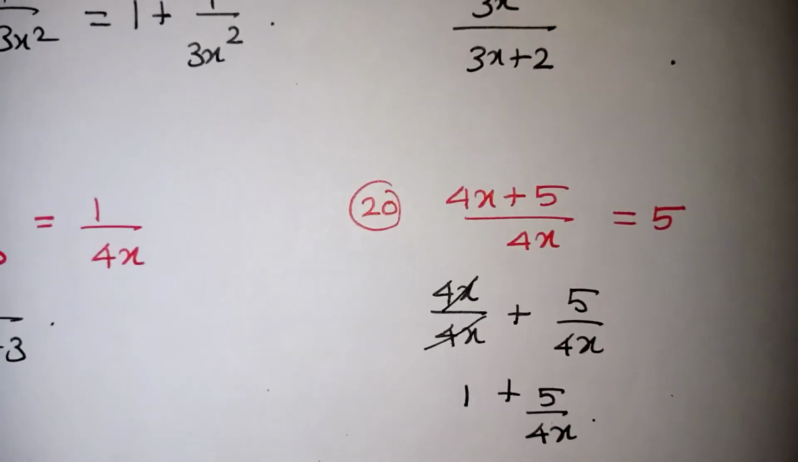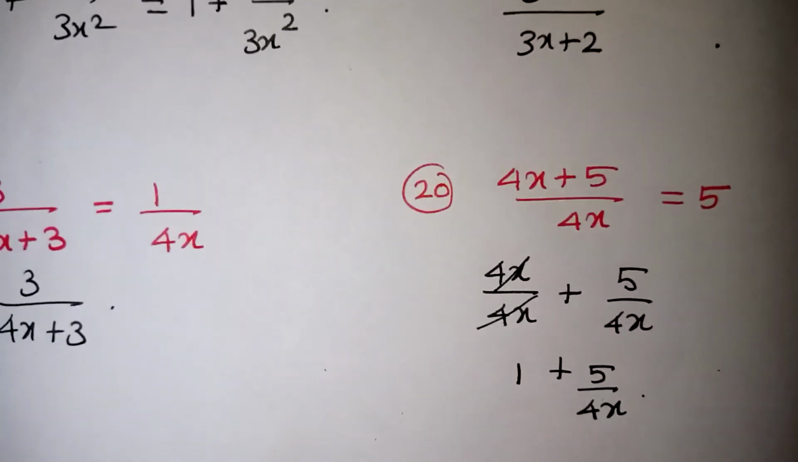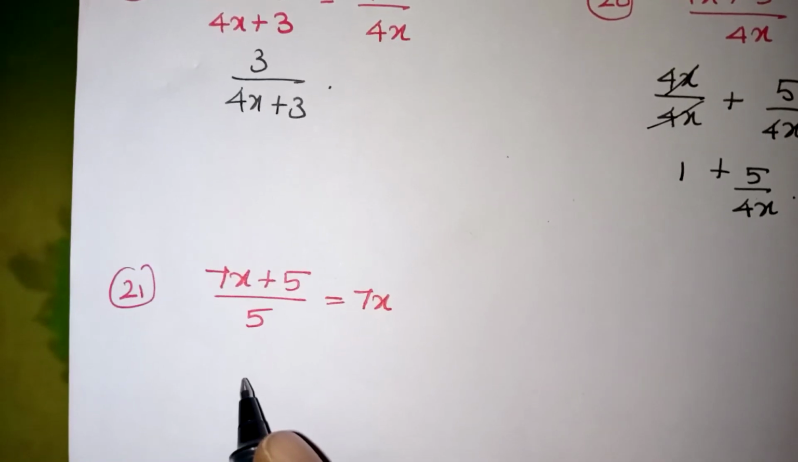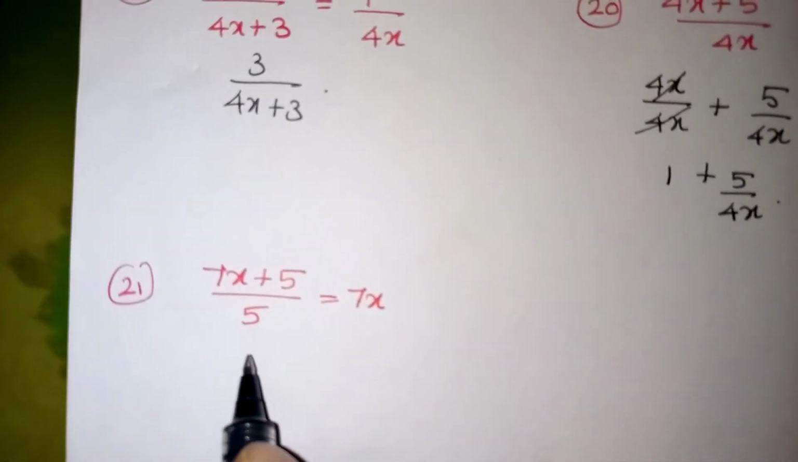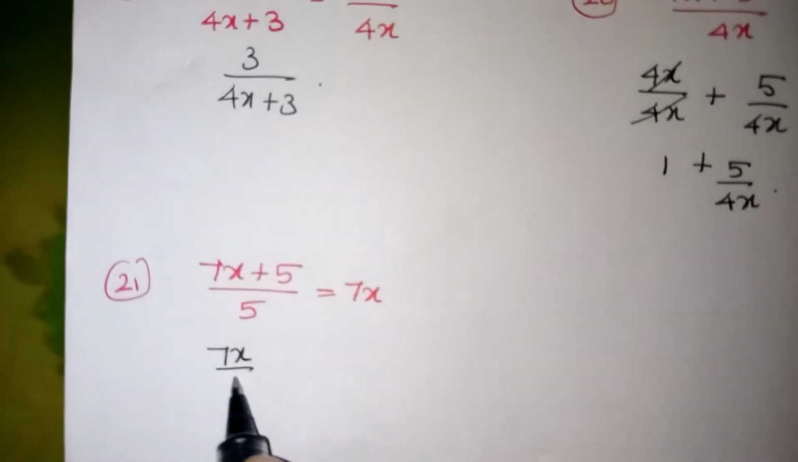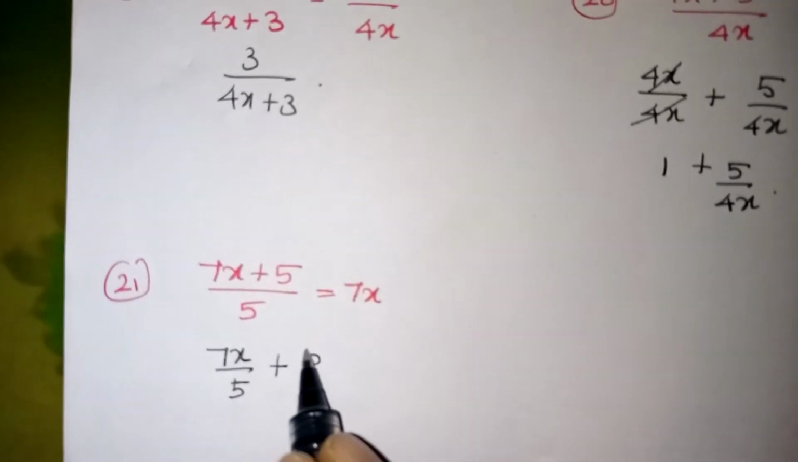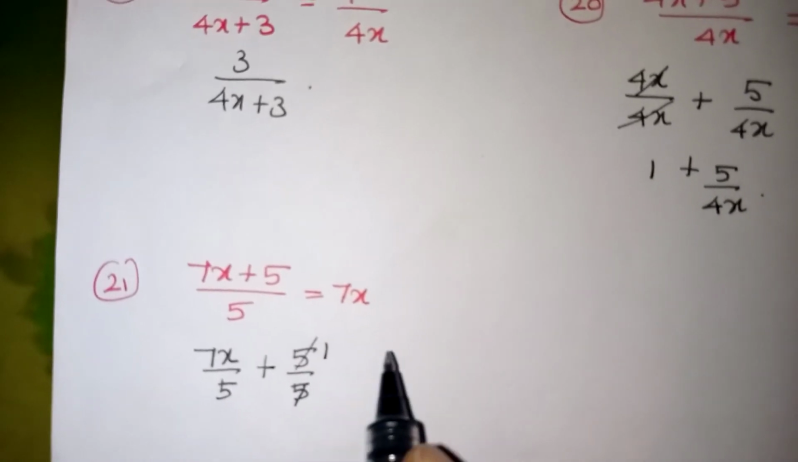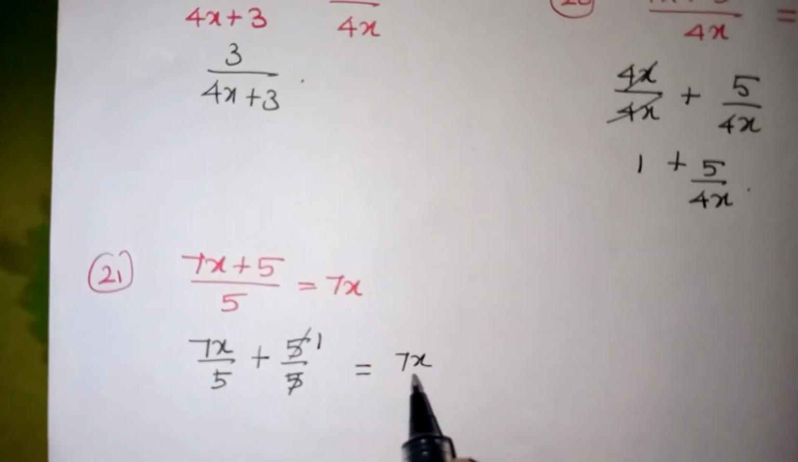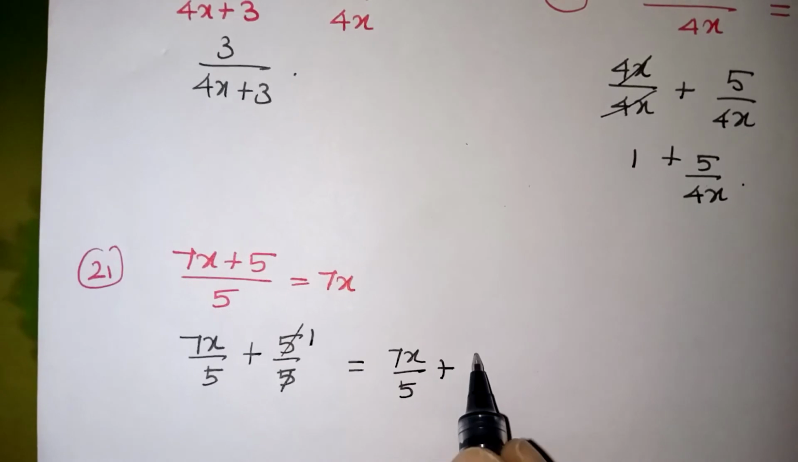Now we'll move on to the last problem of this exercise. Question number 21. Now the denominator 5 is given, that is common for both the terms in the numerator. So we can write 7x by 5 plus 5 by 5. 5 by 5 will get cancelled, the answer is 1. So 7x by 5 plus 1 is the correct answer.